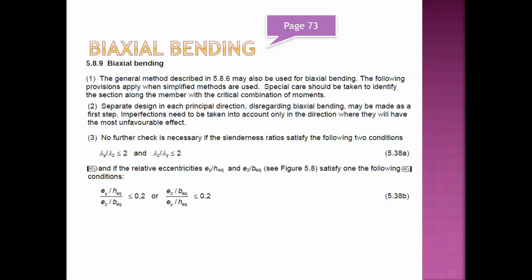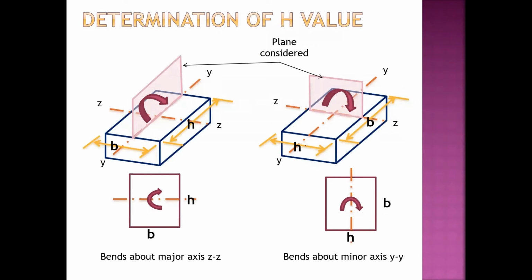Okay, class, now I will explain the biaxial bending for column design. We must check the biaxial bending, which means that the column will bend in two directions, about the major or the minor axis. This is how to determine the H value of the column. Let's say we have the major axis Z-Z and Y-Y, and a rectangular column with dimensions B and H.